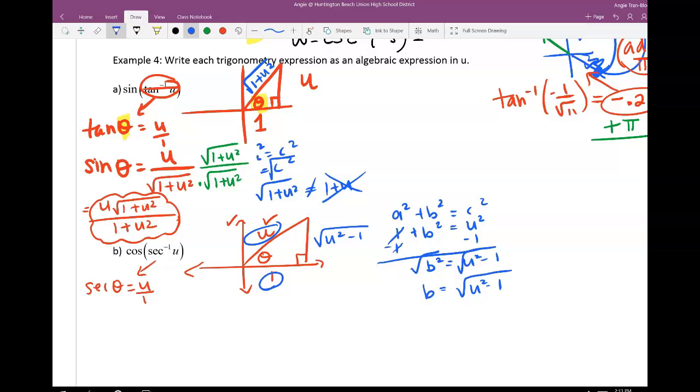So now let's find cosine of the same angle. Cosine is just going to be what? Adjacent, which is 1, over hypotenuse, which is u. What? I didn't have to find that missing leg after all. No, you did not. That's the final answer.